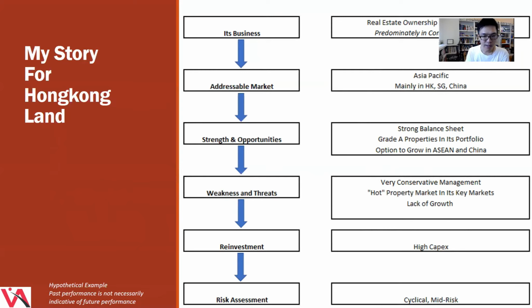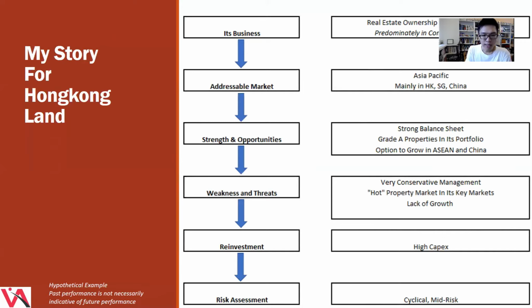Currently, it's mostly in Asia Pacific region. It is starting to grow in ASEAN, and has a big presence in development in China. But its traditional business of real estate ownership is still located mainly in the city of Hong Kong and Singapore. So these are the addressable market for the company, and I do not see it changing in the longer term. I don't think this company will suddenly become a global player, but rather it will still stick to its core business of being an Asian Pacific real estate powerhouse.